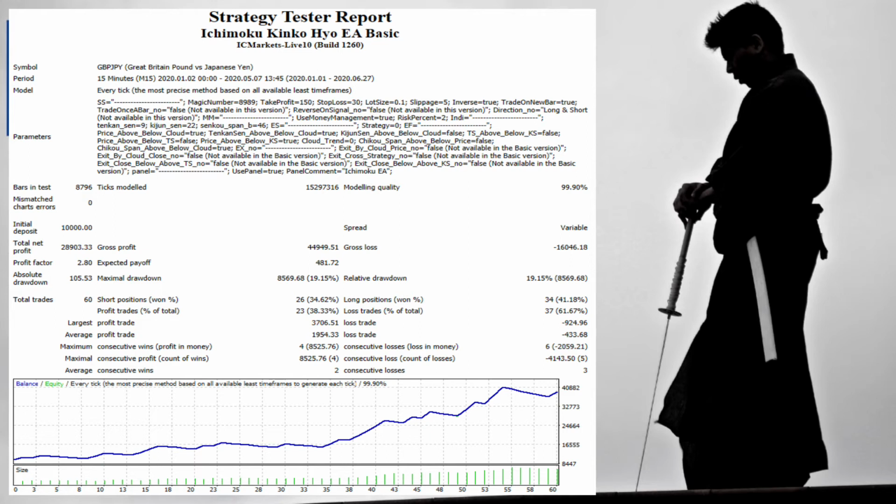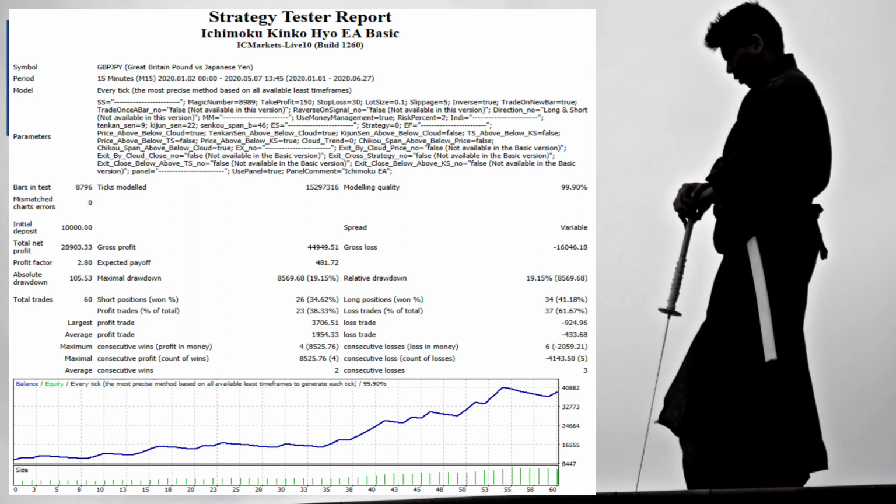There is a professional version which has more features, but you don't need it, and all my optimization has actually been done on the basic one. So even if you do use it on the professional one, those features will not be utilized. As you can see, we're running this on the pound yen pair in the 15-minute time frame.